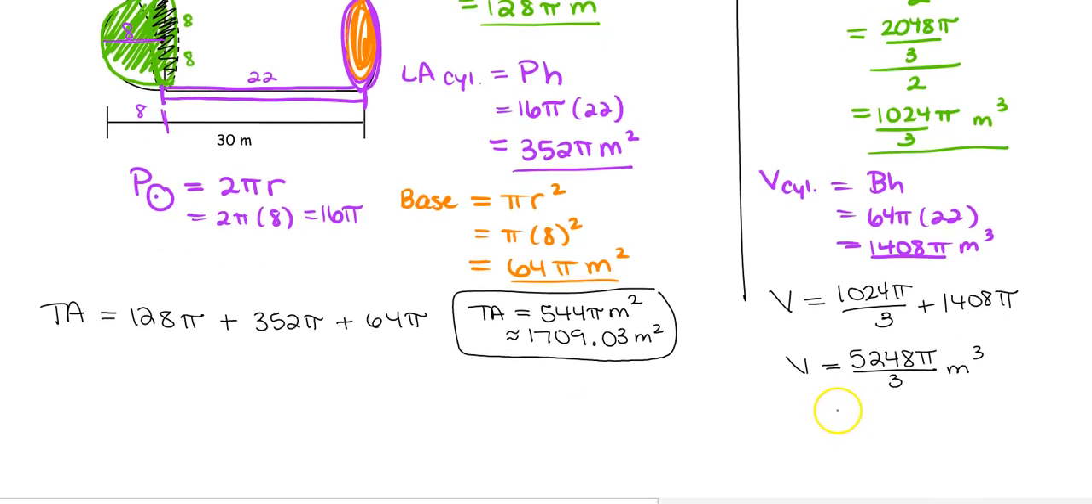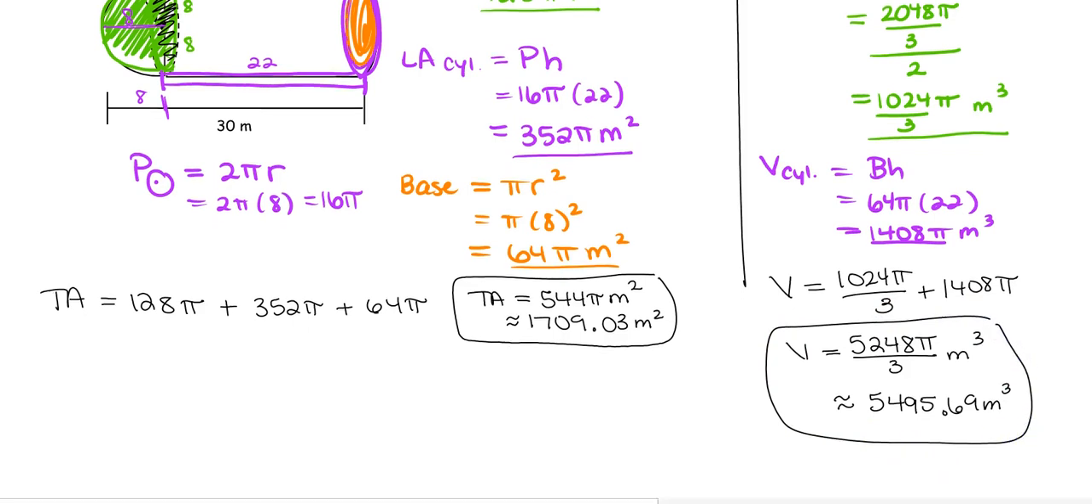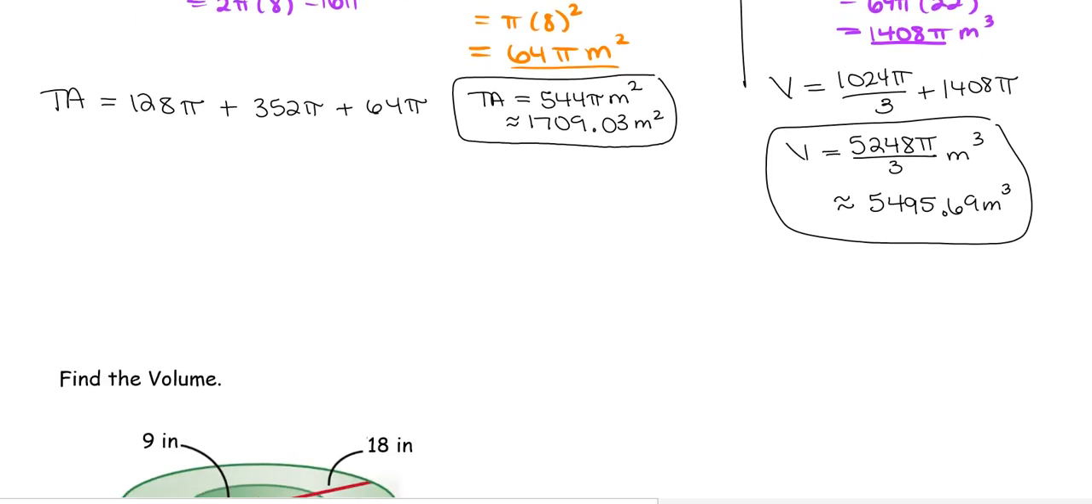If I also asked you for the rounded, you would plug that into your calculator, end up with 5,495.69 meters cubed. We want both calculations so that you are prepared for the directions given on your test.